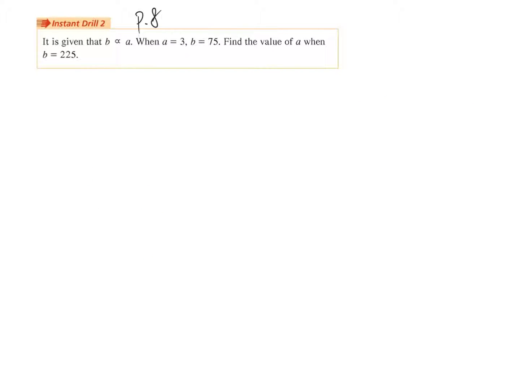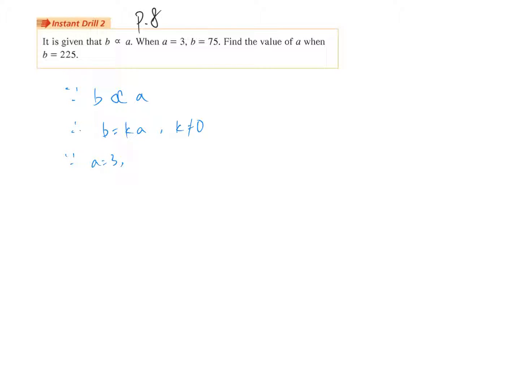That's all. Now let's take a look at page 8, example number 2. Actually this is not very different from the last two examples. Let's take a look together. It is given that b directly varies as a. Now the question gave us symbols instead of a word description. When a equals 3, b equals 75. Find the value of a when b equals 225. Let's take it together. We follow exactly the same steps as the last questions. Since b varies directly as a, therefore b equals some constant k times a, and k must not be 0.